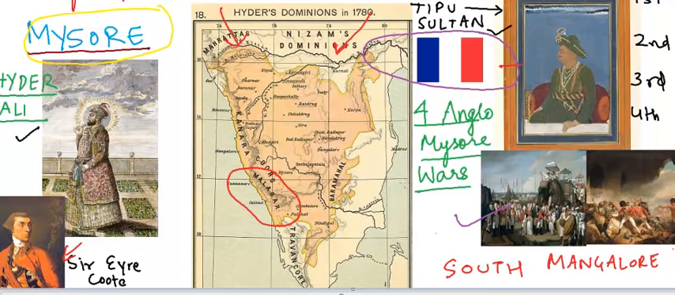Much of the remaining Mysorean territory was annexed by the British, the Nizam and the Marathas. Remaining parts of Mysore were placed under the former ruling dynasty of the Wodeyars, and a subsidiary alliance was imposed on their state.